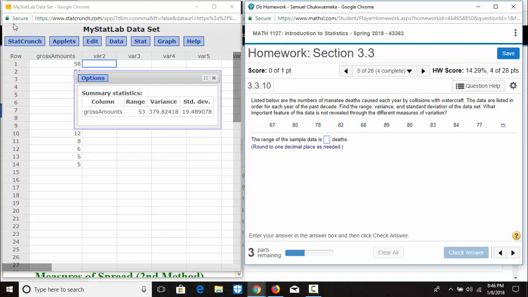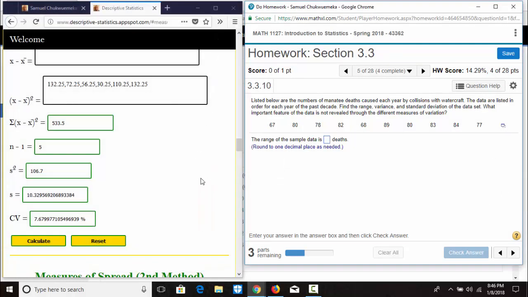Question 6, we can use my calculator. Listed below are the numbers of manatee, we call them sea cows, right? Listed below are the numbers of manatee deaths caused each year by collisions with watercraft. The data are listed in order for each year of the past decade. Find the range, variance, and standard deviation of the data set. What important feature of the data is not revealed through the different measures of variation?